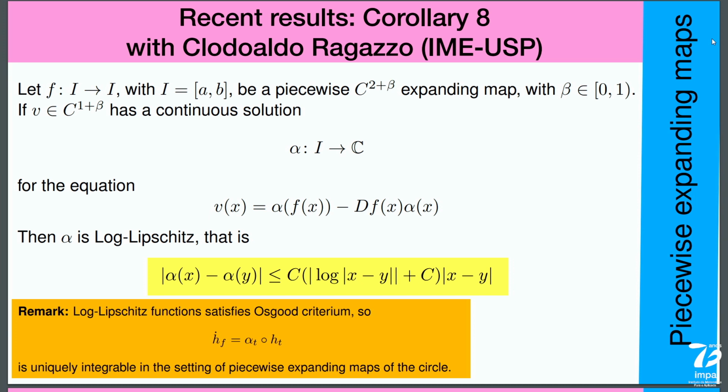So one consequence of this result we call Ragazzo is the following. Suppose you have a piecewise expanding map, and you have a continuous solution for this equation here. So automatically, this solution is log Lipschitz. So this implies, in particular, that this differential equation is uniquely integrable, and you can get the conjugacies using this ordinary differential equation.